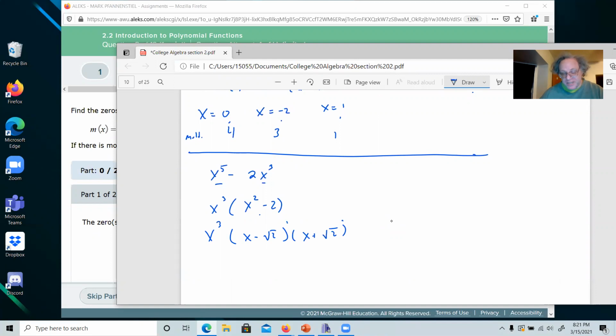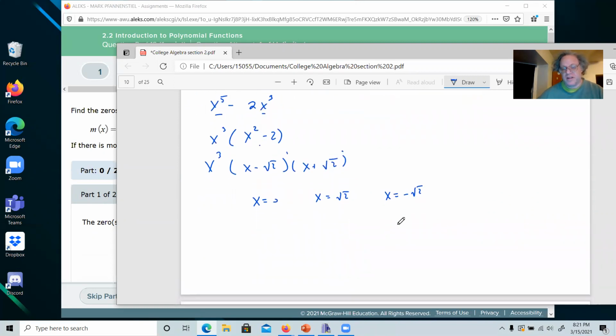So by inspection, we're going to say, well, my zeros: x equals 0, x equals square root of 2, x equals negative root 2. Okay. And again, if you have to break these apart and do that, then you go right ahead and do it. Okay. What are their multiplicities?